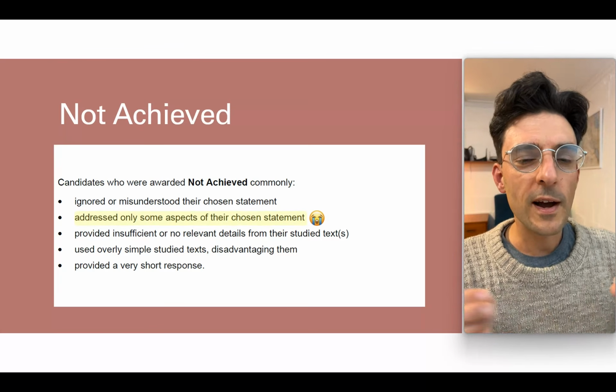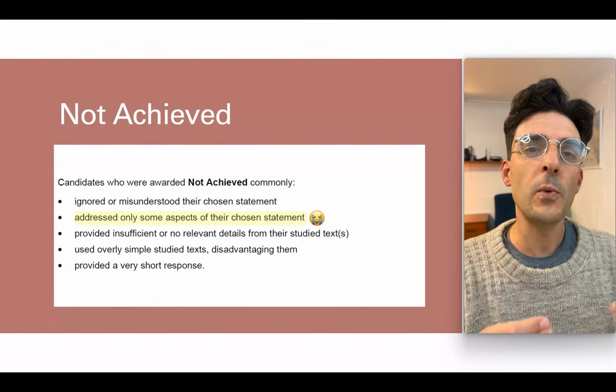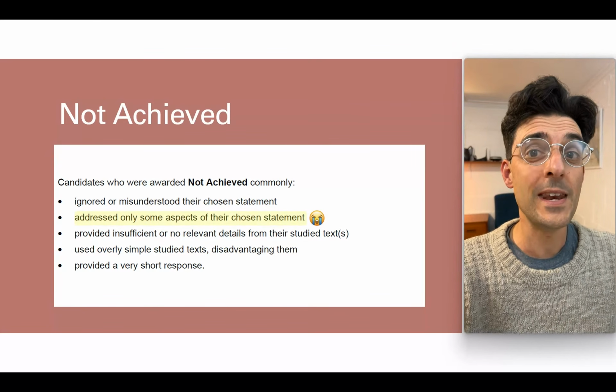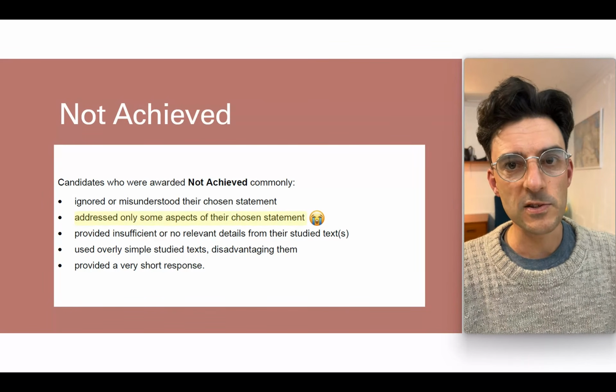So what I'm essentially trying to get at here in a very long-winded way is that when you select your statement, you probably want to think about the aspects that are kind of in that statement and make sure that you're discussing them both in a balanced way.